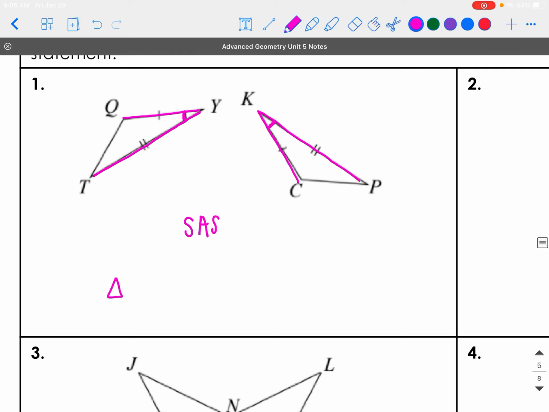And so let's write a congruency statement. Triangle QYT is congruent to triangle CKP. So some ways that you can know if you got it right. First off, make sure that the Y and the K are in the same spot. So they're both in the middle. And they need to be in the same spot because they're congruent. Let's make sure that QY and CK, yep, they're first two. YT and KP, yep, looks good. So when you list your congruency statements, we have to make sure that all the corresponding parts are in the right spot.